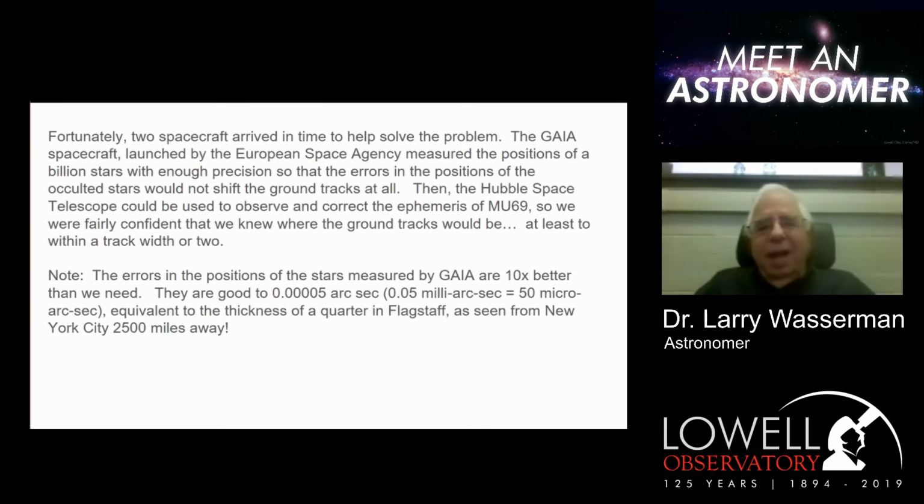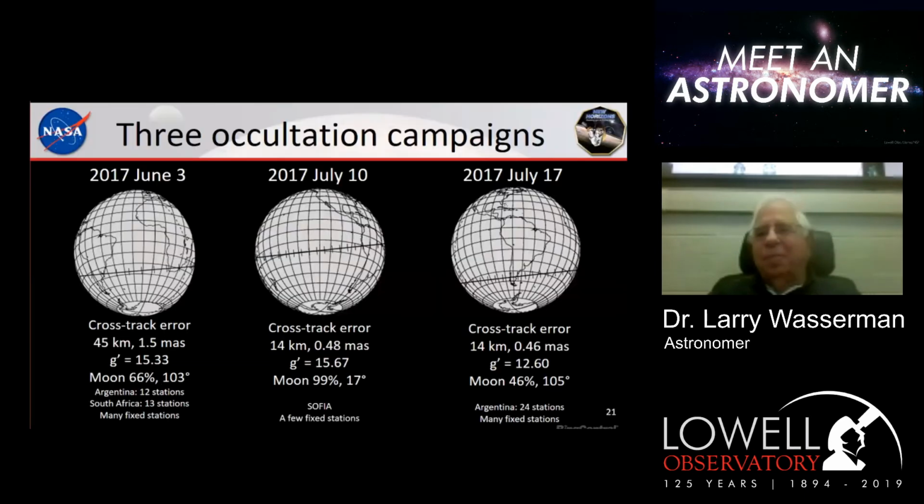I point out that the positions of the stars measured by Gaia are 10 times better than we need. They're good to 0.00005 arc seconds, equivalent to the thickness of the quarter, not seen from Tucson, but seen from New York City, 2,500 miles away. Next time you're out, hold up a quarter and ask a friend in New York to measure it and how big it is. It's a staggeringly accurate prediction, a staggeringly accurate number.